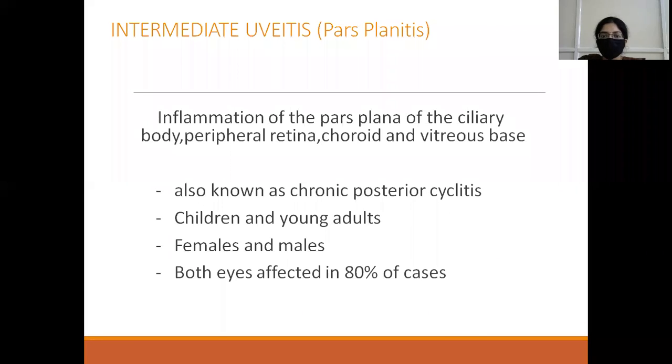Now, this intermediate uveitis involves both children as well as young adults, with a specific peak in the second decade and fourth decade, which is also referred to as the bimodal presentation. It affects both genders equally, both males and females, and it is also bilateral in about 80% of the cases.